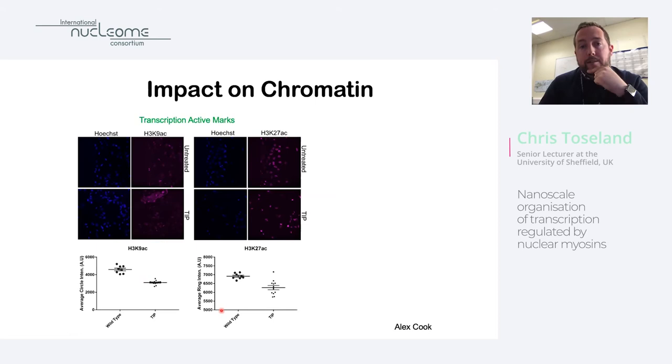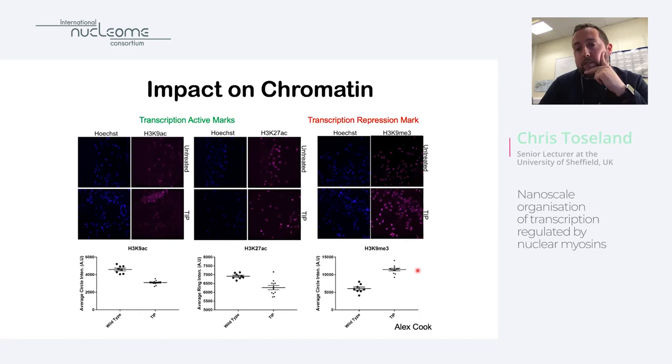And what we see in this case is that if we use the myosin 6 inhibitor, active marker expression decreases. And if we look at a repressive marker, we see when we have the inhibitor, we see an increase in the repressive marks. So this makes sense that we're now changing pol 2, we're actually changing the chromatin environment as well in response to that.